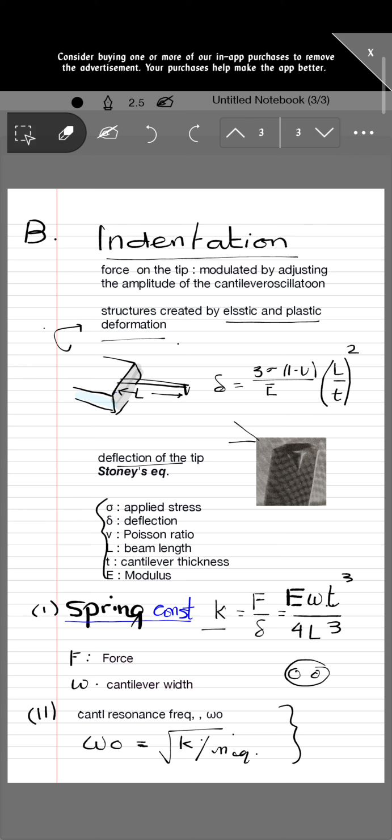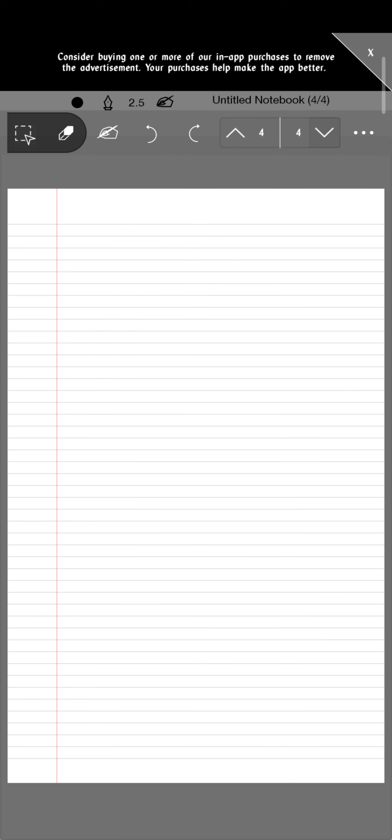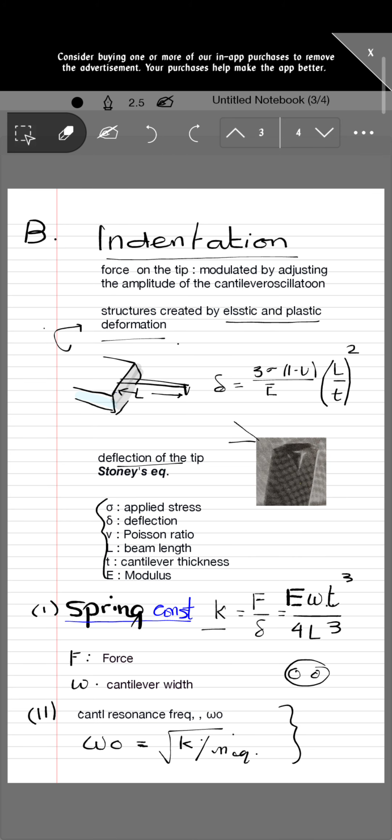So these are the two aspects of direct lithography. We will take up another aspect in our next classes.